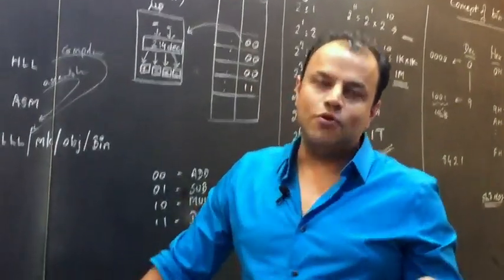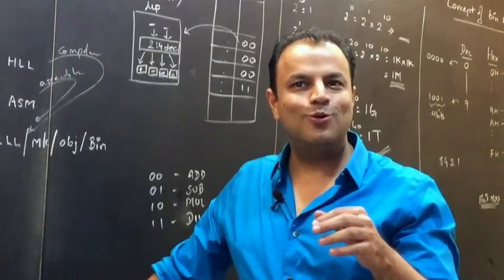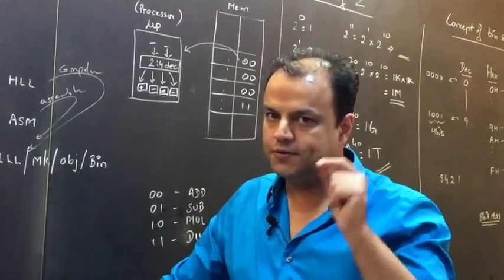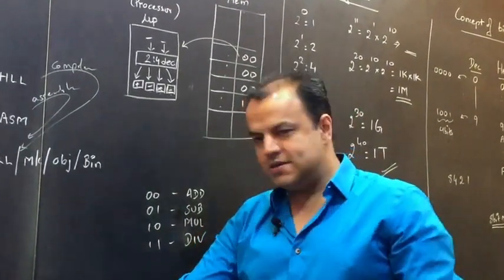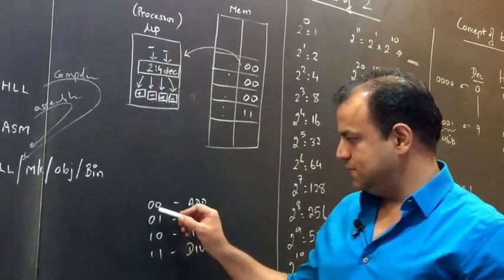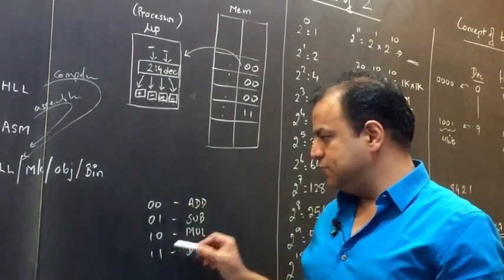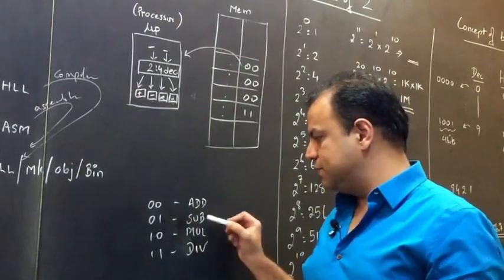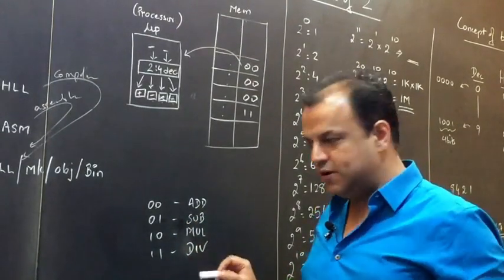Since there are only 4 opcodes, opcode will be of 2 bits. Do you agree? Correct? Since opcode will be of 2 bits, these will be the combinations. 0, 0 will represent, let's say, add, 0, 1 for subtract, 1, 0 for multiply, 1, 1 for divide.